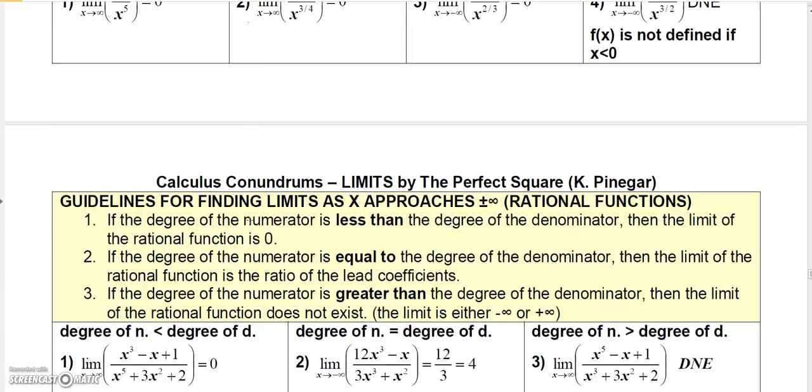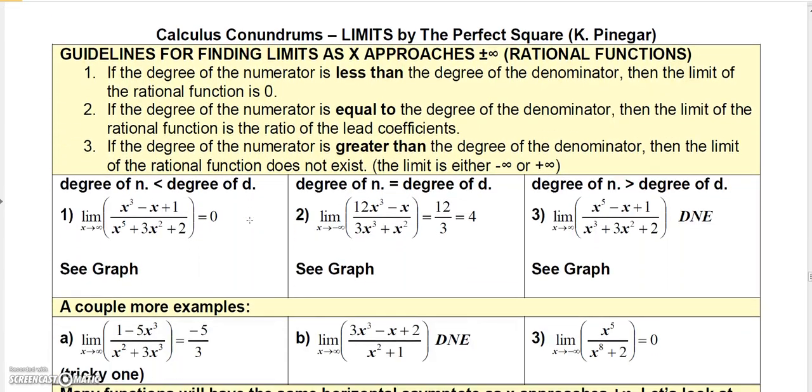Now let me give you some guidelines for finding limits as x approaches plus or minus infinity. These are for rational functions. Don't worry about where these come from. These three properties can be proven, but I'm not proving properties in these videos. I'm just showing you how to solve problems. So let's look at number one.